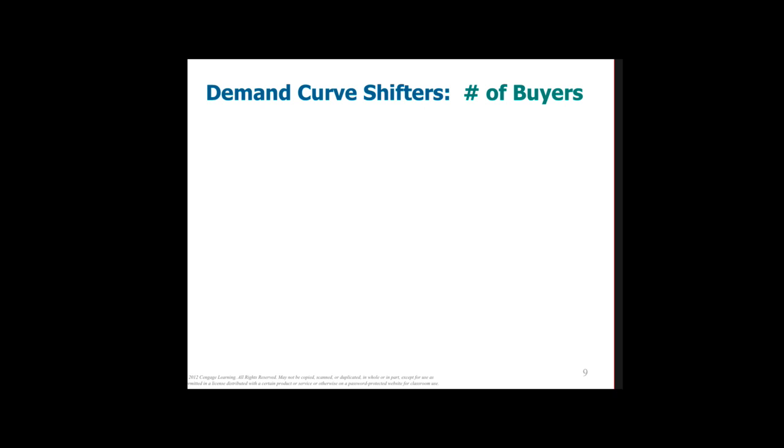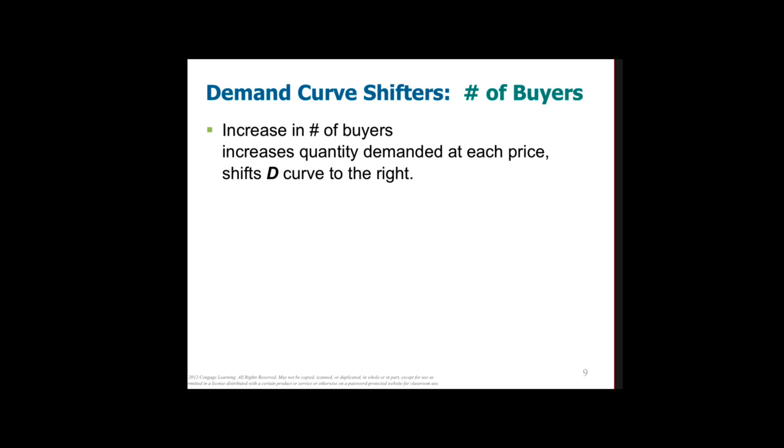You can write it out in a full sentence if you want, but you're going to get sick of it real quick. Okay. If you get an increase in the number of buyers in the market for that good, that's going to mean that each one of those buyers is going to want to buy something in that good, and they're going to cause the demand curve to shift.